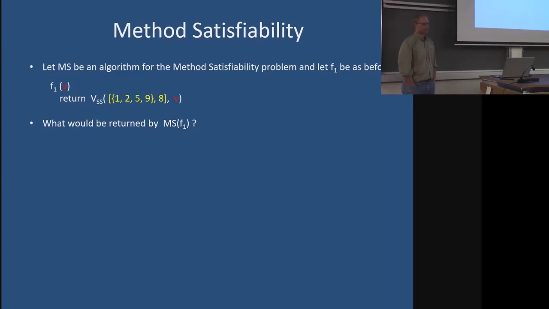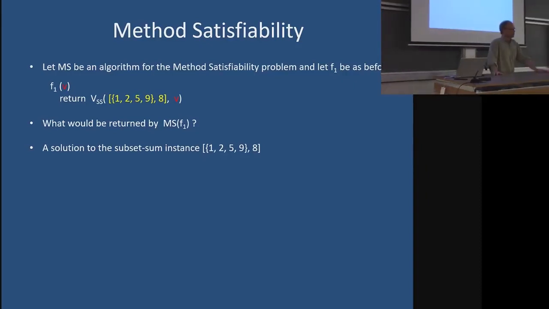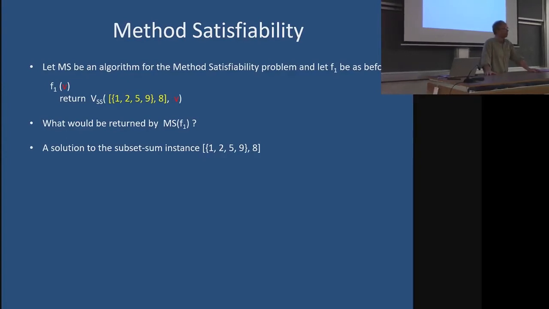Holy cow. What does this mean? Well, look at another one. So it would return a solution to the subset sum instance. So what if we had a set and a goal, and we wanted to find a subset? We wanted to solve the subset sum problem for a particular set and an integer. How could we trick MS into solving it for us?